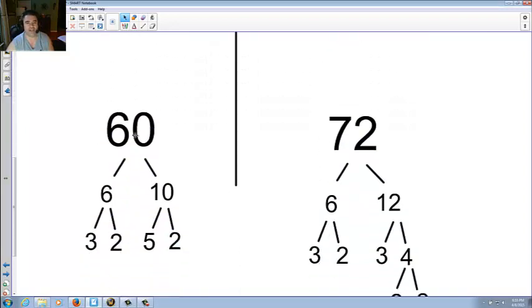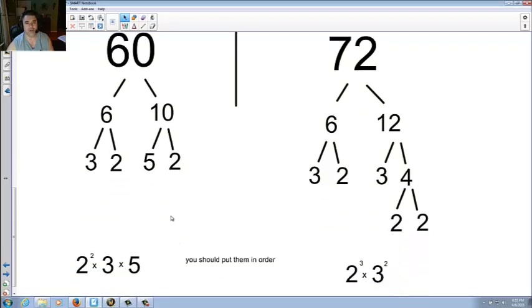We'll go ahead and take 60 here. I chose 6 and 10, but you might have done something different. You might have done 2 and 30. You might have done 4 and 15. Whatever makes you happy. Anyway, when you break it all down, 6 gives me 3 and 2, and 10 makes 5 and 2. Notice how I have two 2's, so 2 squared, a single 3, and a single 5. So 2 times 2 is 4, 4 times 3 is 12, and 12 times 5 is 60. So these 4 parts, I'm counting this as 2 because there are two 2's, make 60.